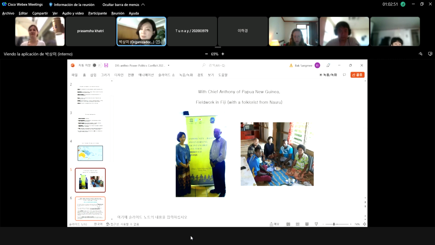Anyway, this is an example of chieftainship. And on your right hand side, there is a photo of me with four other people. This older gentleman who is sitting next to me is from Nauru, another island country in the Pacific.